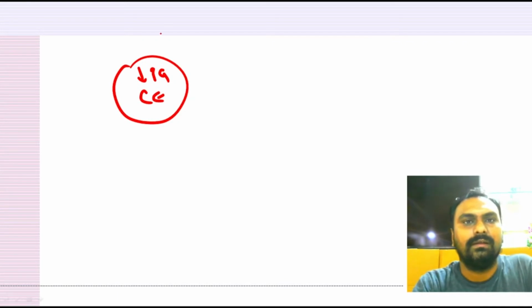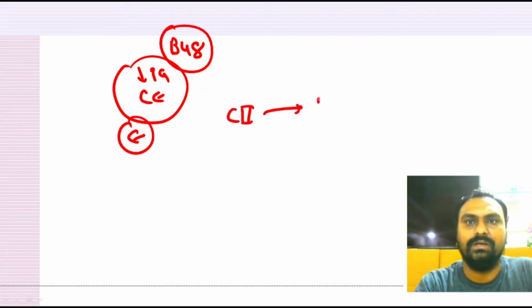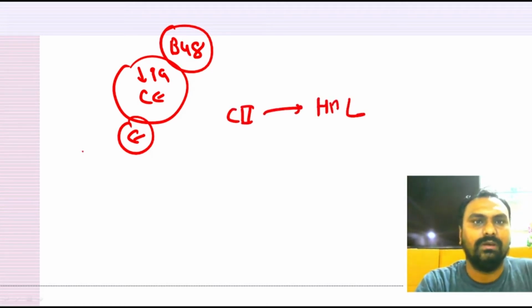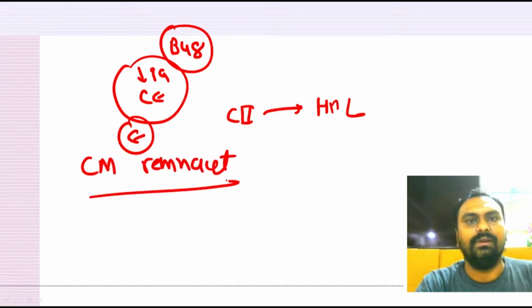So you can see here less amount of triglyceride, cholesterol ester, along with ApoB48 and ApoE. ApoC2 goes back to the HDL. This molecule is called a chylomicron remnant.